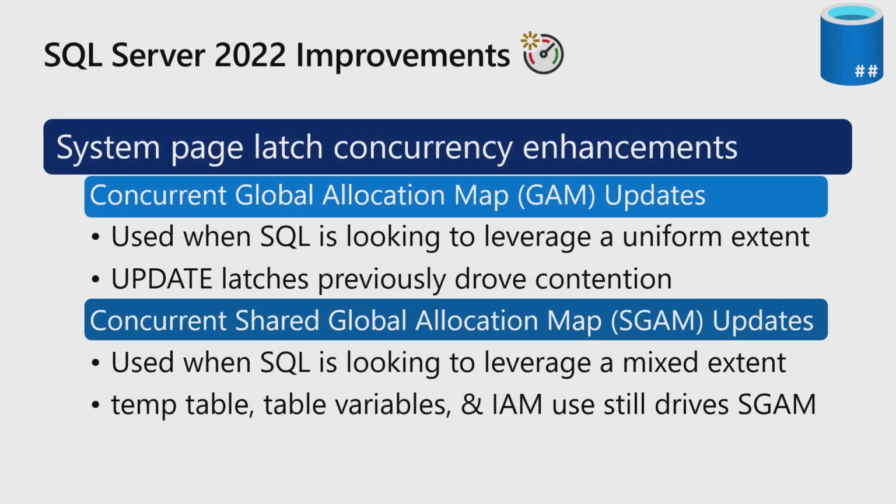Okay, so now let's get into the SQL Server 2022 improvements. In SQL Server 2022, we are addressing another common area of contention by introducing concurrent GAM and SGAM updates similar to the concurrent PFS updates. As you know, we use the global allocation map pages when we're looking for uniform extents, and the shared global allocation map when we're looking for mixed extents in tempdb.